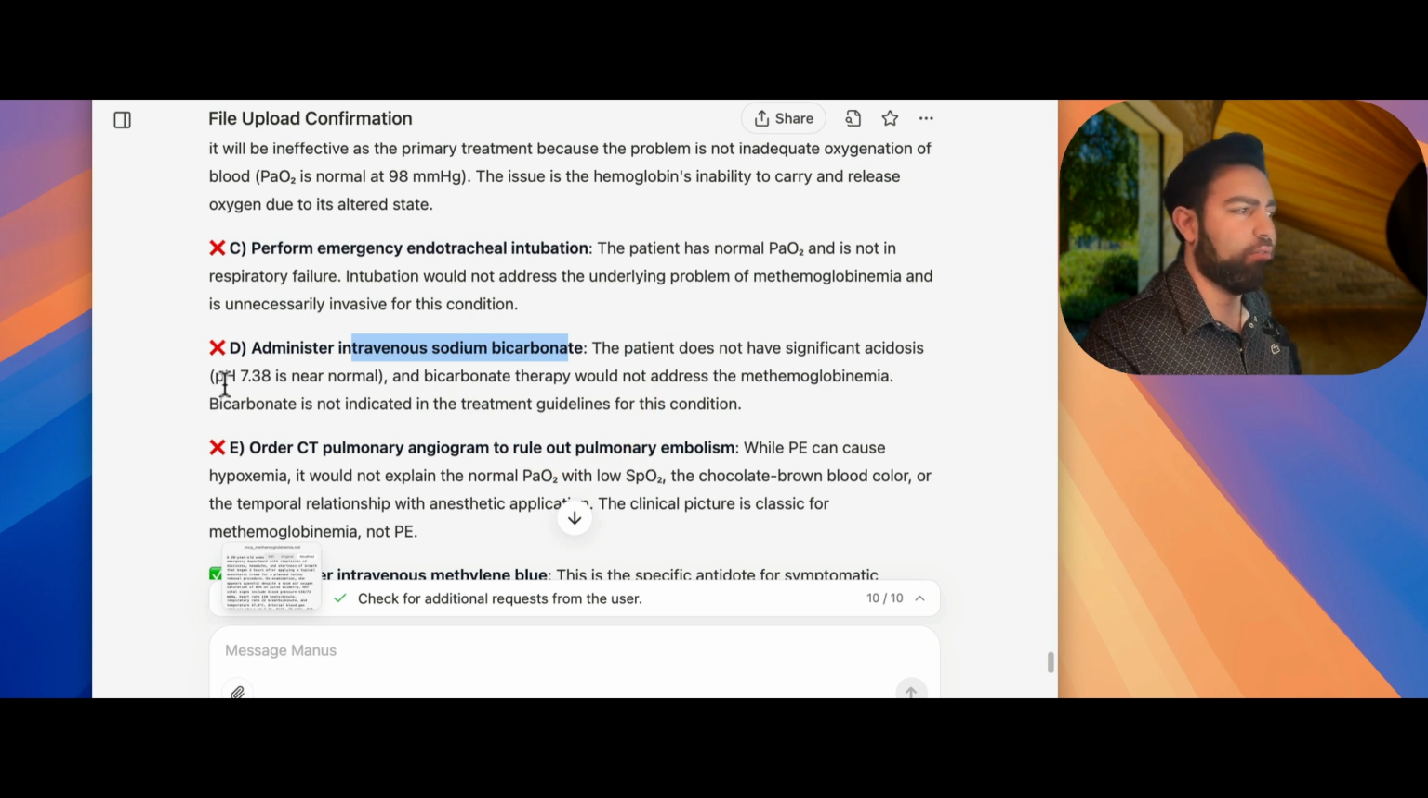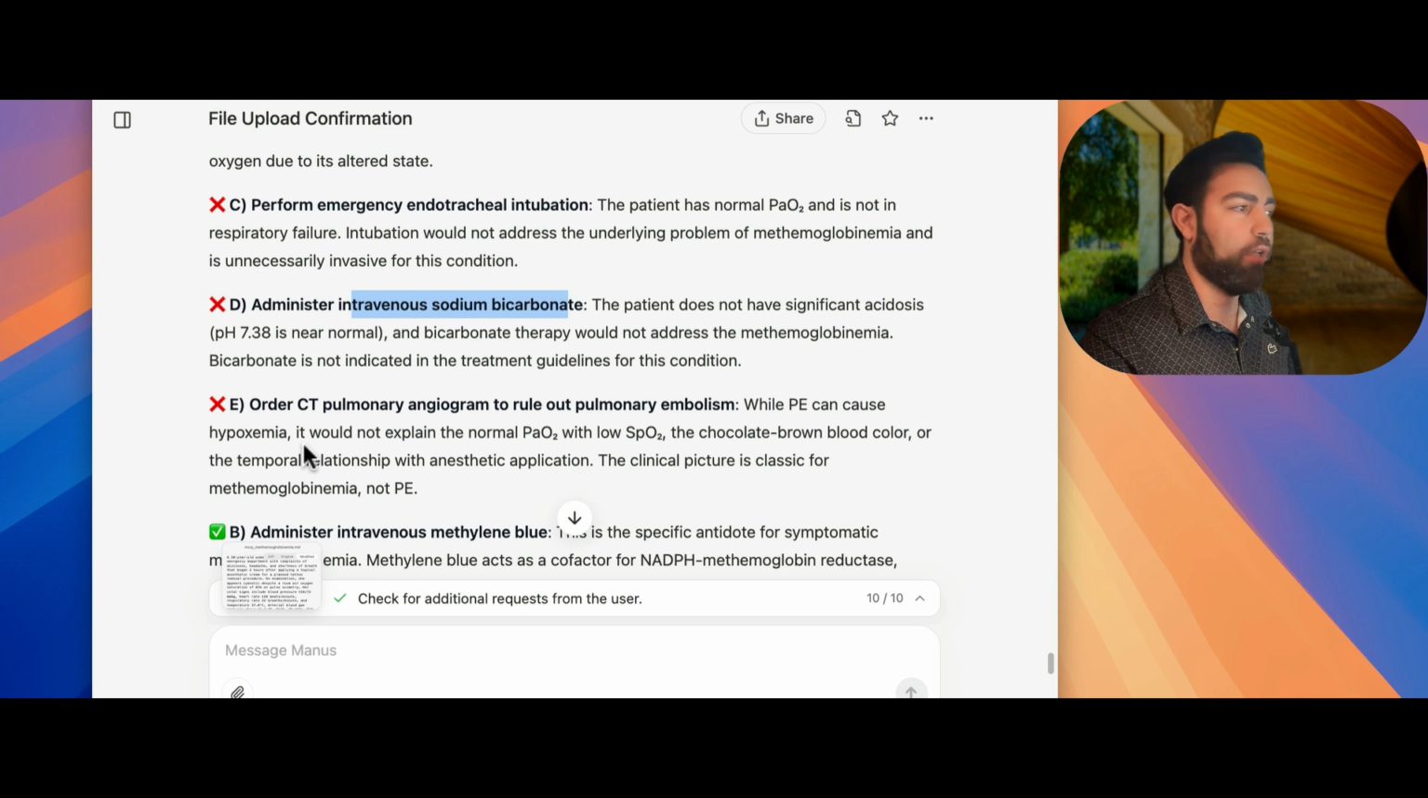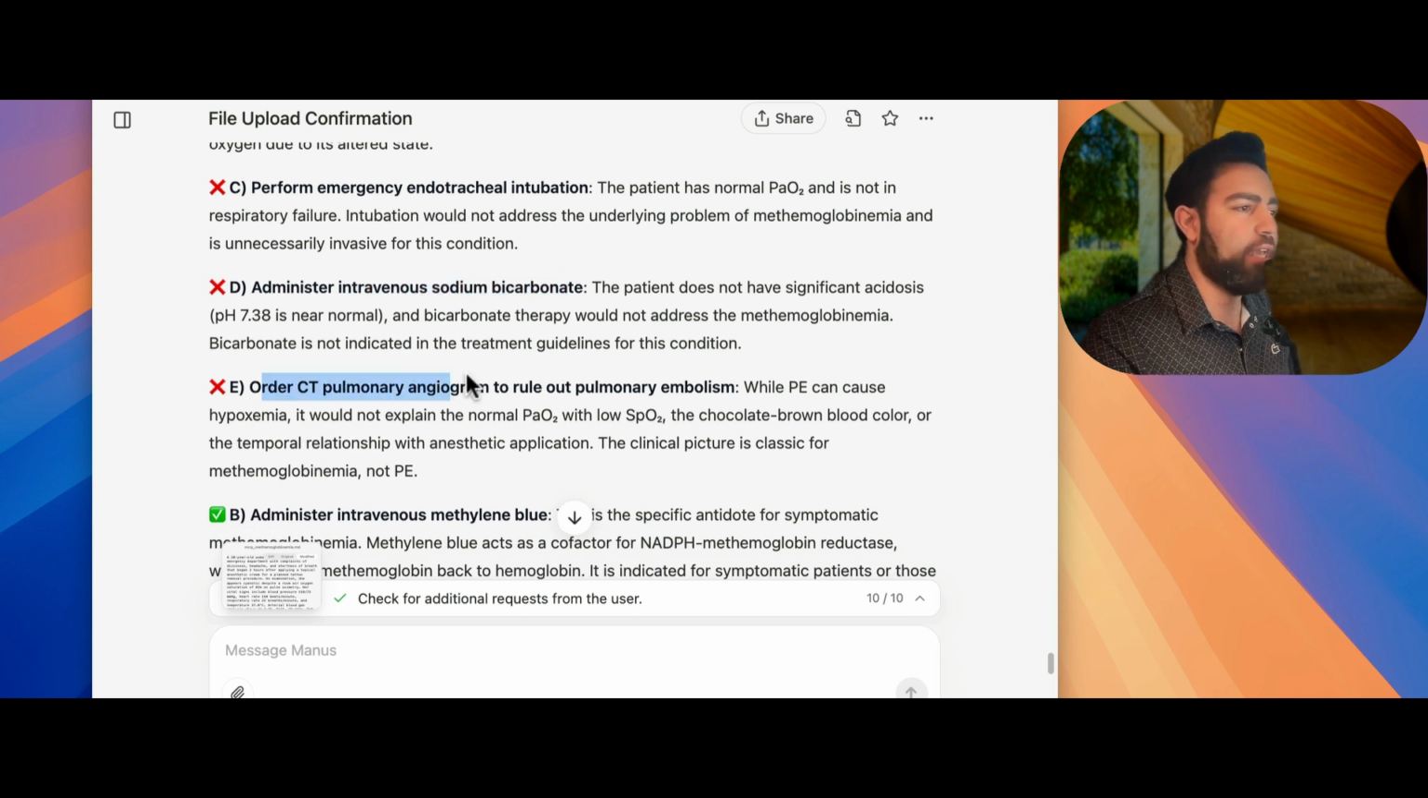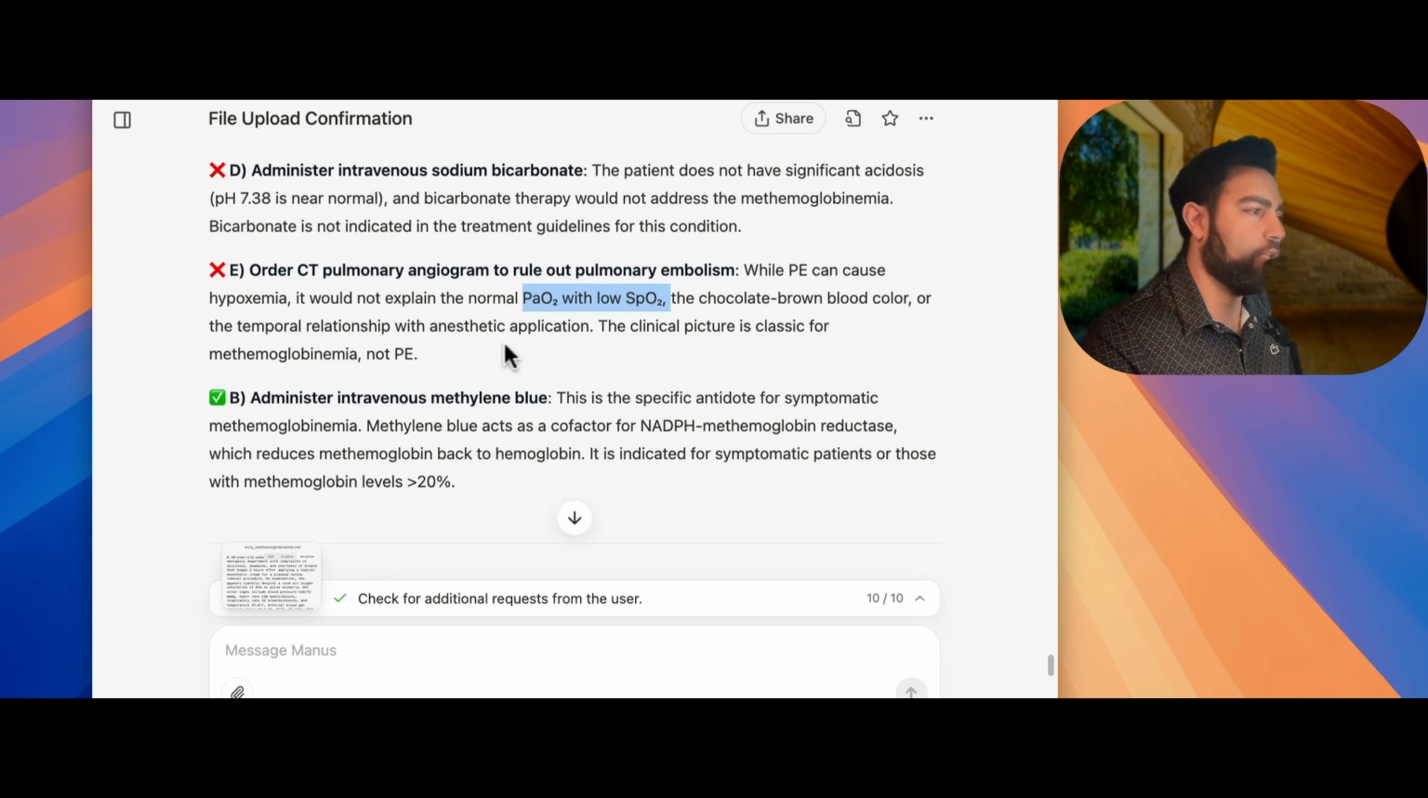Patient did not have any acidosis. The pH was 7.38. Doesn't make sense there. It doesn't really address the underlying cause. Ordering a CTA to rule out a pulmonary embolism. Again, while PE can cause hypoxemia, it would not explain a normal PaO2. So it doesn't make sense. Always we need to make sure our diagnosis is right on point.